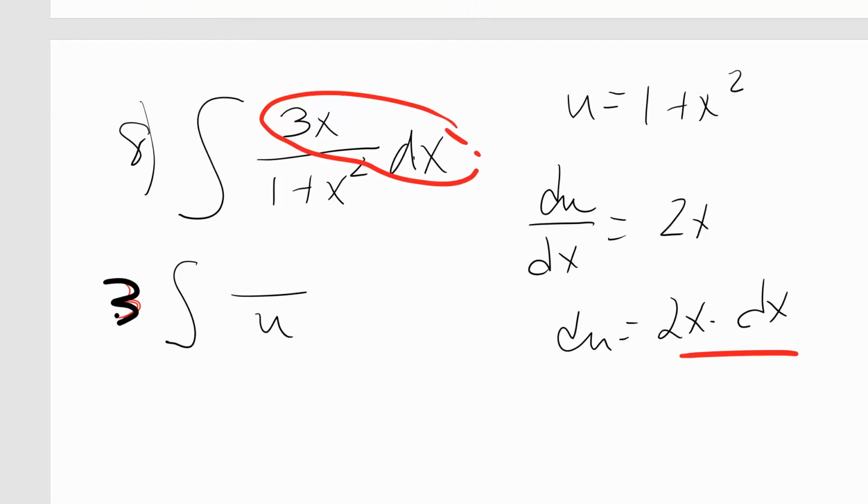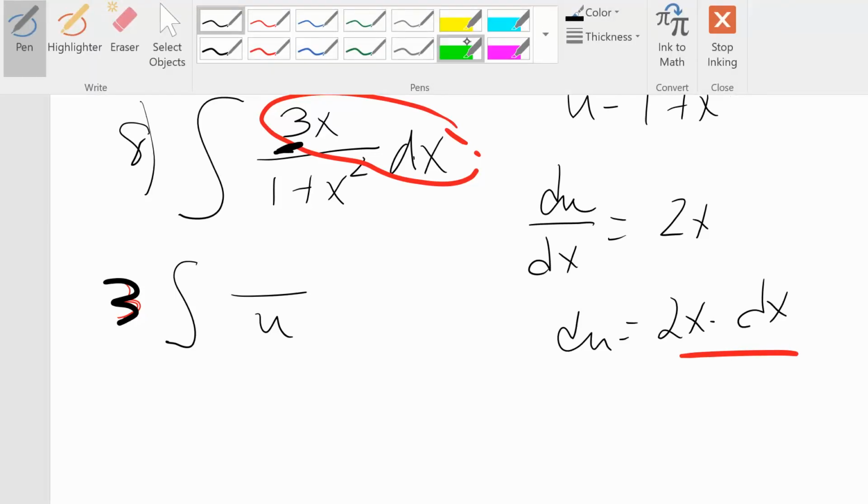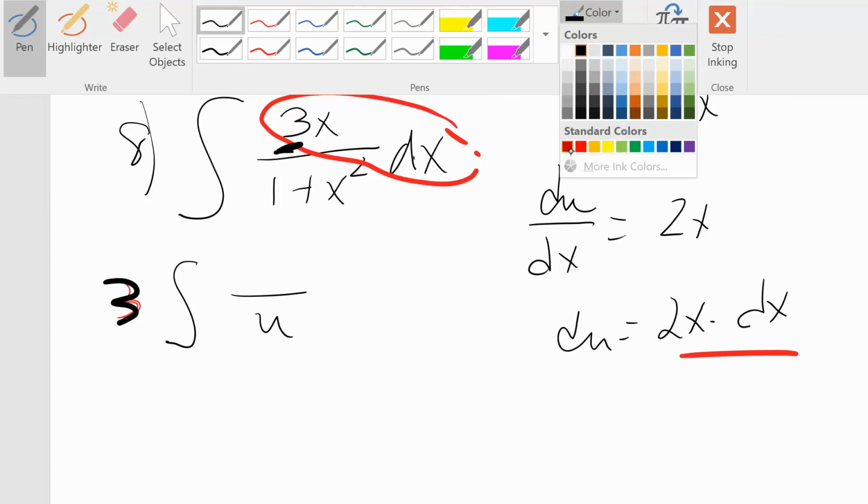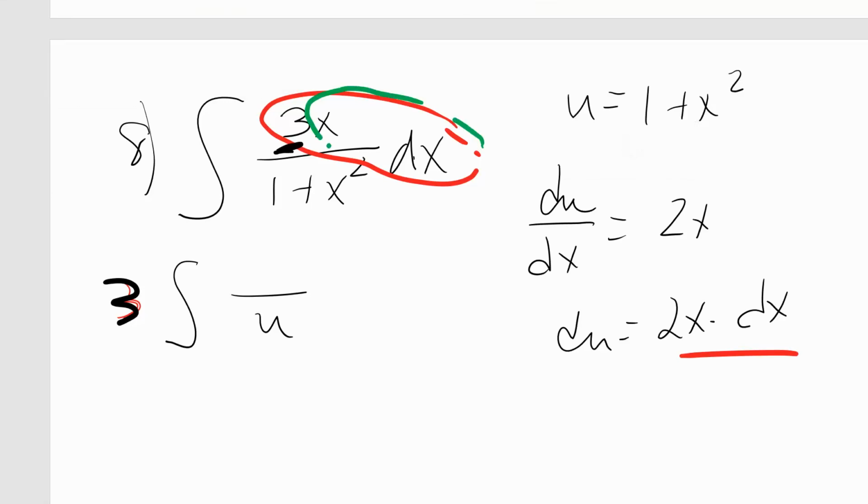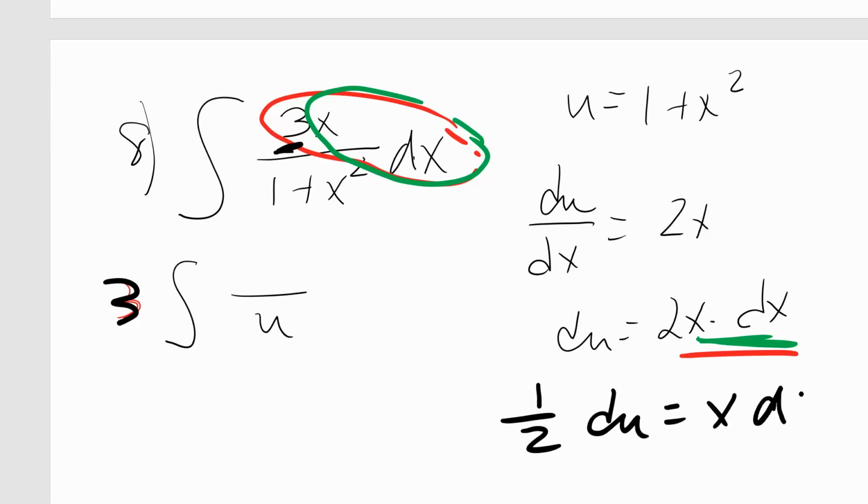So I'm going to get my 3 out front. That's this 3 here. Then I want it to match up with what's over here. So what I then have left is now x dx because I brought the 3 out front. So that's this x dx here. I want to get rid of the 2. The way I'm going to do that is divide each side by 2. So I get 1/2 du equals x dx. So I can get rid of the x dx and put in 1/2 du. Nothing's left in the numerator, so I put a 1 there.